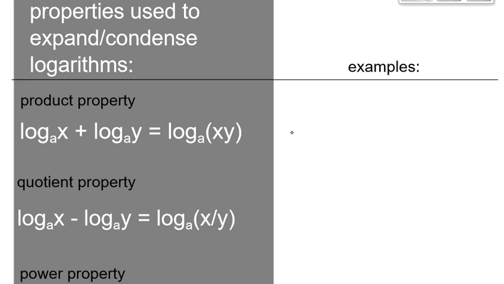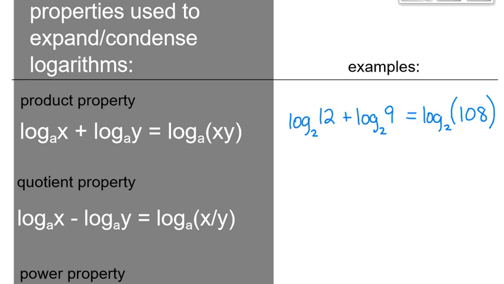So let's say we have log base 2 of 12 plus log base 2 of 9. That's going to be equal to log base 2 of 12 times 9, or 108. That property can be proven. Obviously, right now I'm just showing you the property, not proving the property to you. There's an algebraic proof of it. You may have seen it in Algebra 2. We're just doing a quick review.